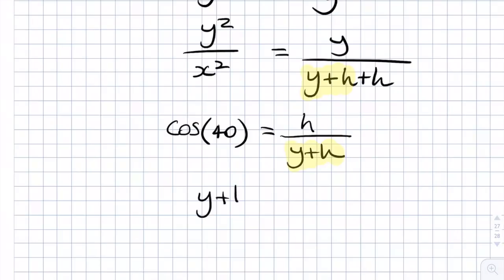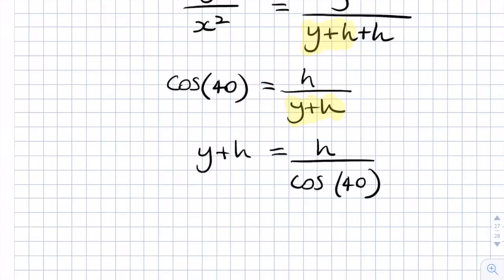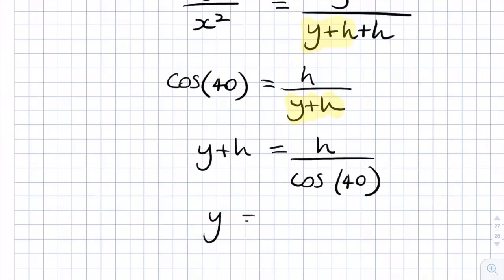So that means we can make y plus h our subject for this equation. So we can say y plus h equals h over cos 40. And then of course we can also get a value for y, because y is just going to be h over cos 40 minus h. So if we substitute these expressions into our equation for y squared over x squared, what that will mean is our expression won't include any terms in y, they will all be with respect to h, and hopefully the variable h will cancel itself out, but we'll see.